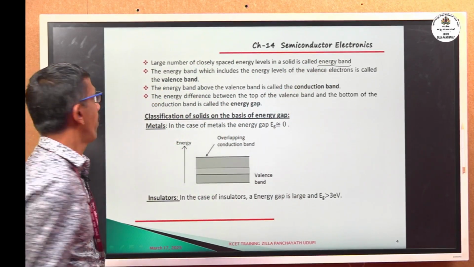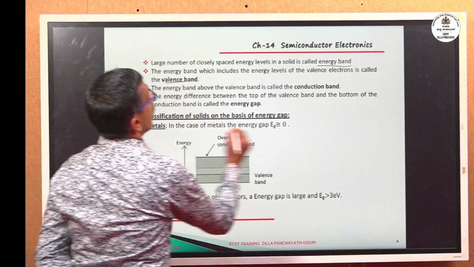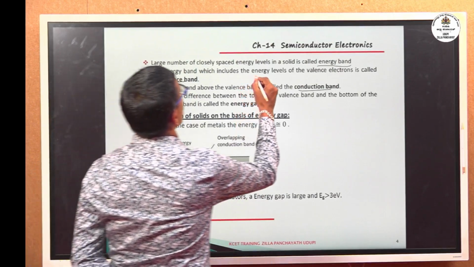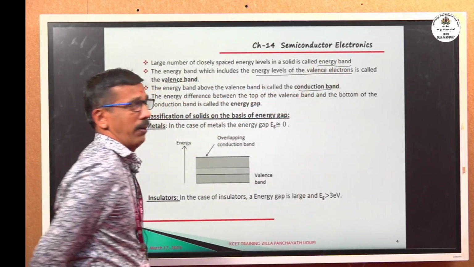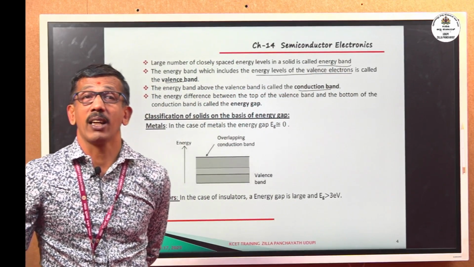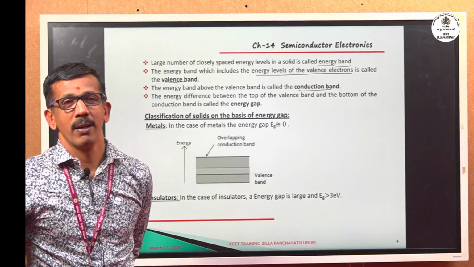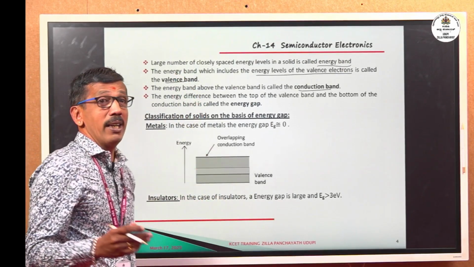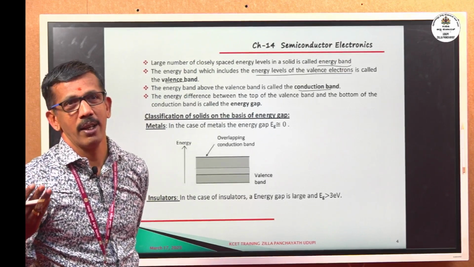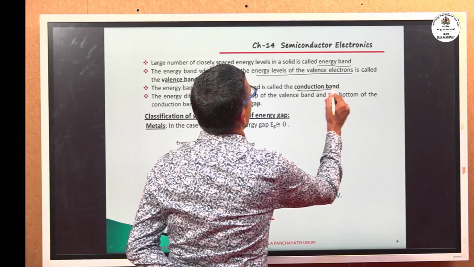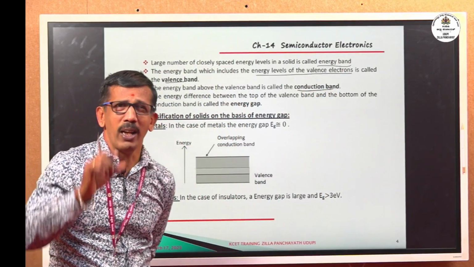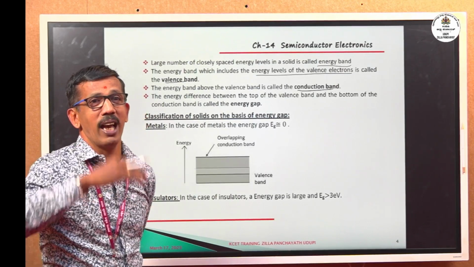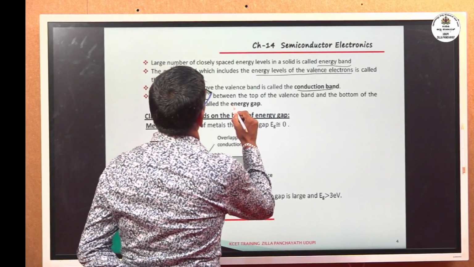Here in energy band we have valence band and conduction band. What do you mean by valence band? The energy band which includes energy levels of the valence electrons, in a solid we say valence band. The energy band which is above the valence band is called conduction band. There is a small energy gap between conduction band and valence band. That energy gap is called forbidden gap or energy gap.